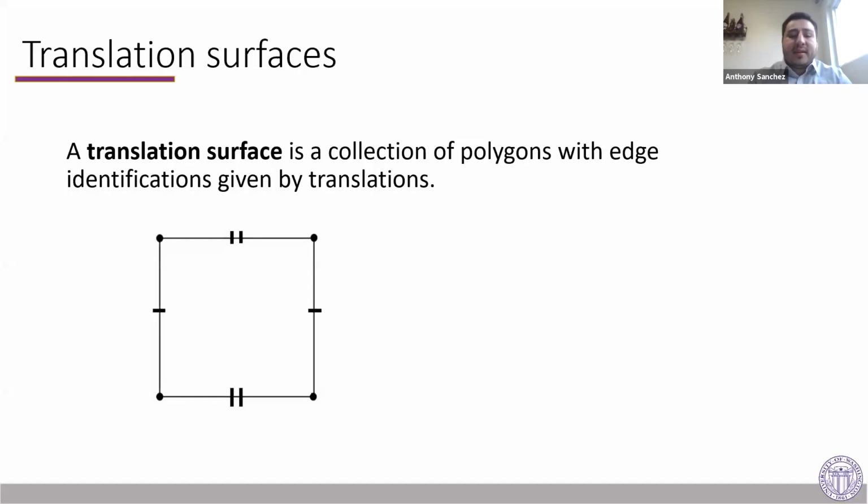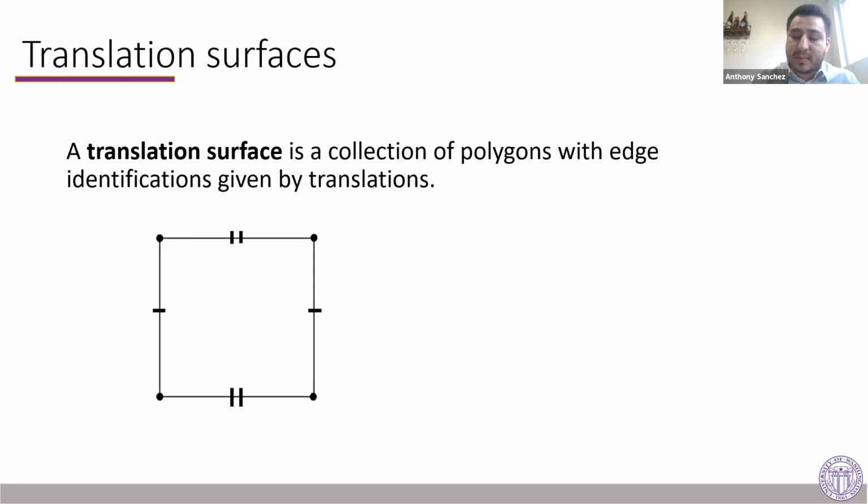So as I kind of indicated, part of the work is related to translation surfaces. And so I want to start with kind of the simplest definition of a translation surface. And so by translation surface, I just mean a collection of polygons with edge identifications given by translations, essentially. So I'll walk us through a couple of examples so we can kind of understand what I mean by this.